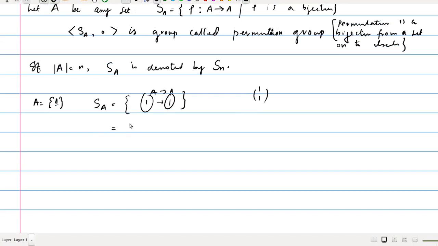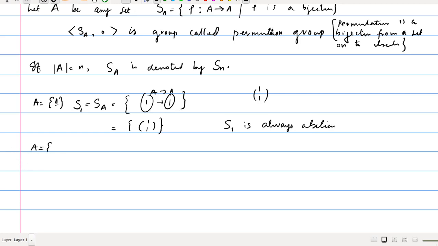So if we consider this A and SA, it consists of only one element. So we use this notation to denote this function, 1 to 1. Since this consists of only one element, this is an abelian group, and this is in fact denoted by S1. S1 is always abelian because it consists of only one element.